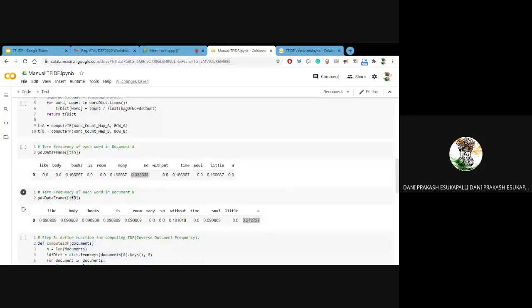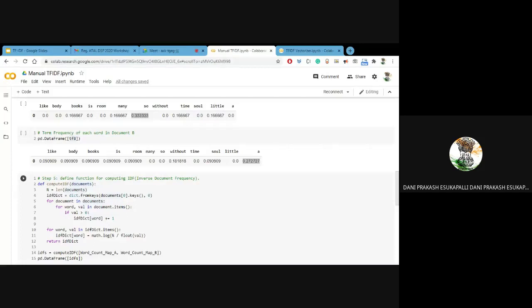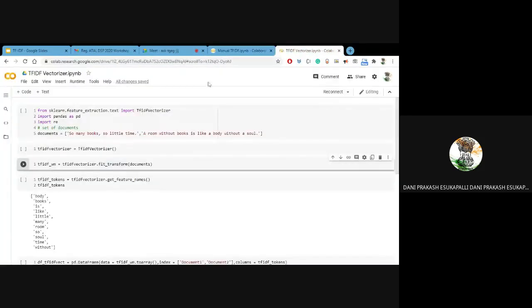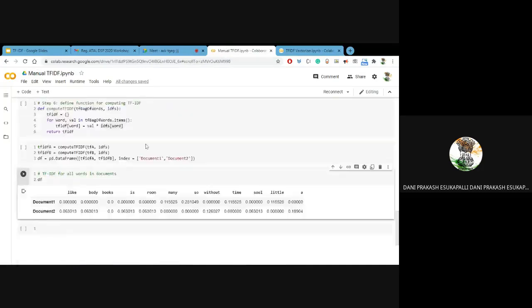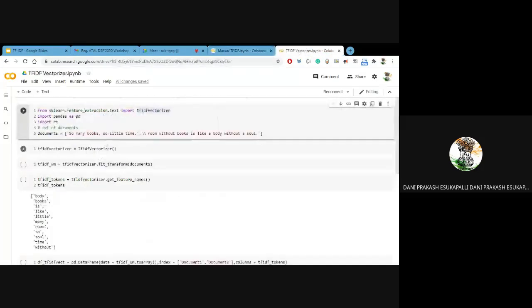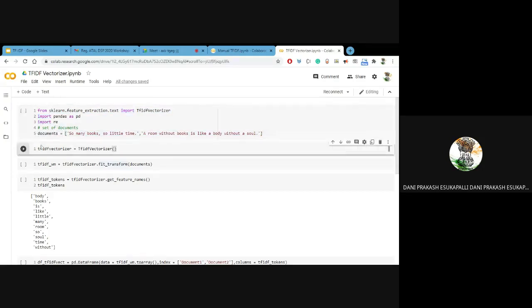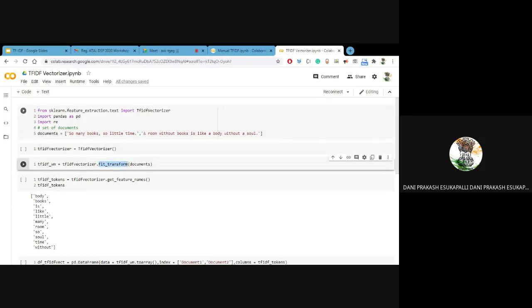But Python is not like that, right? So what we can do is use the TfidfVectorizer from sklearn. It will automate all the tasks that we did here. First we will import the TfidfVectorizer, and we will import pandas and arrays, and these are the documents we had. We will initialize an object and use the method called fit_transform on these documents.